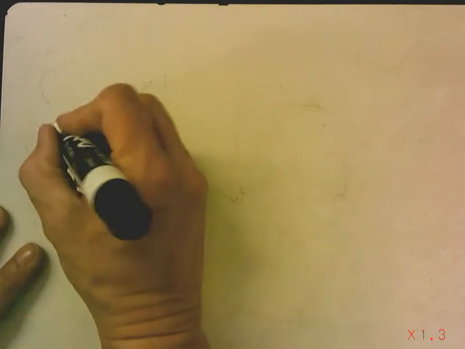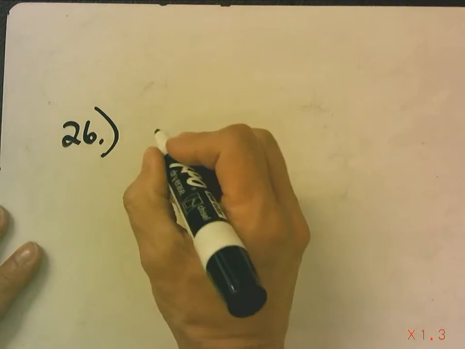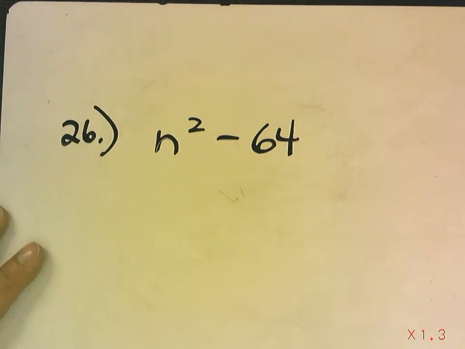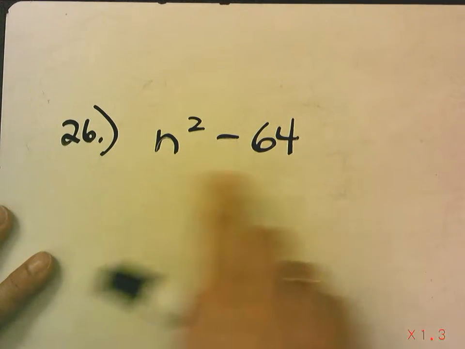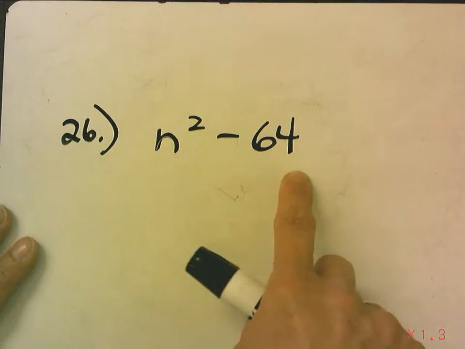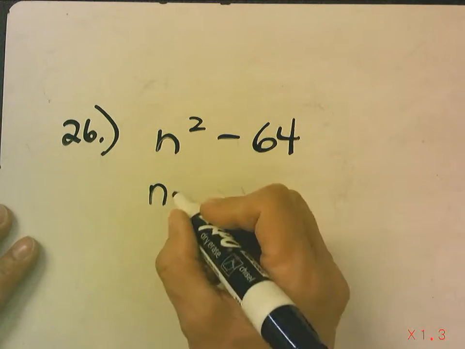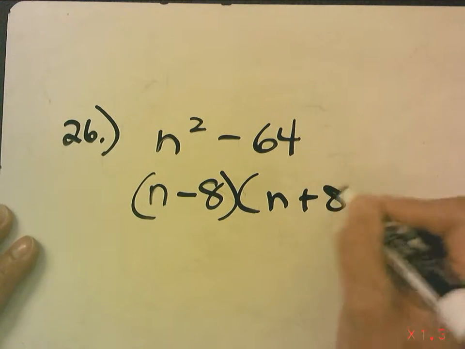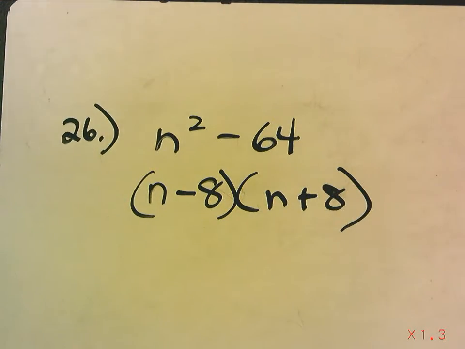Now, let's do 26. 26 says factor. Well, now we have to remember how to factor 2 terms. When you factor 2 terms, a binomial, it's either going to be taking out the GCF or the difference of squares. There's obviously no GCF, but this is the difference of squares. So I take the square root of the first minus the square root of the second times the square root of the first plus the square root of the second.